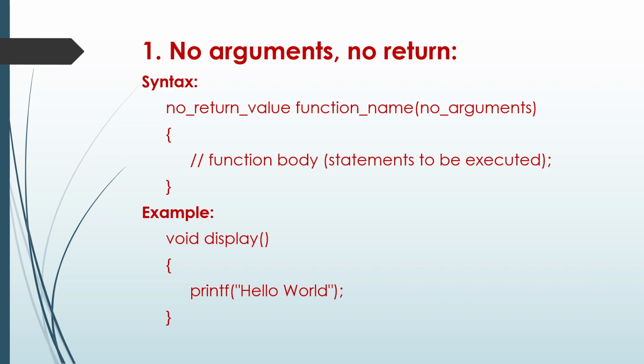In that function we have the body of the function. Example for no argument and no return value: we have no return value, so we use void as the return type and the function name as display, and no arguments means the parameters are empty. Within the function we print hello world.